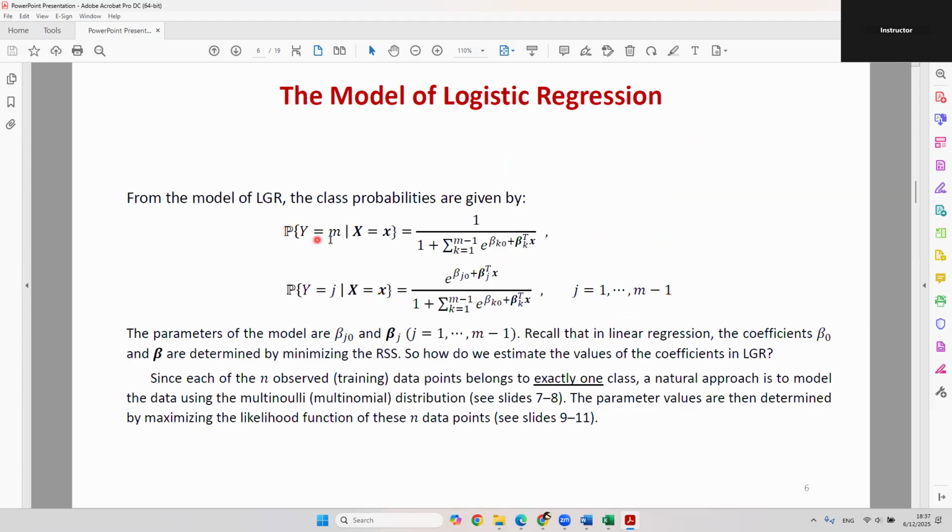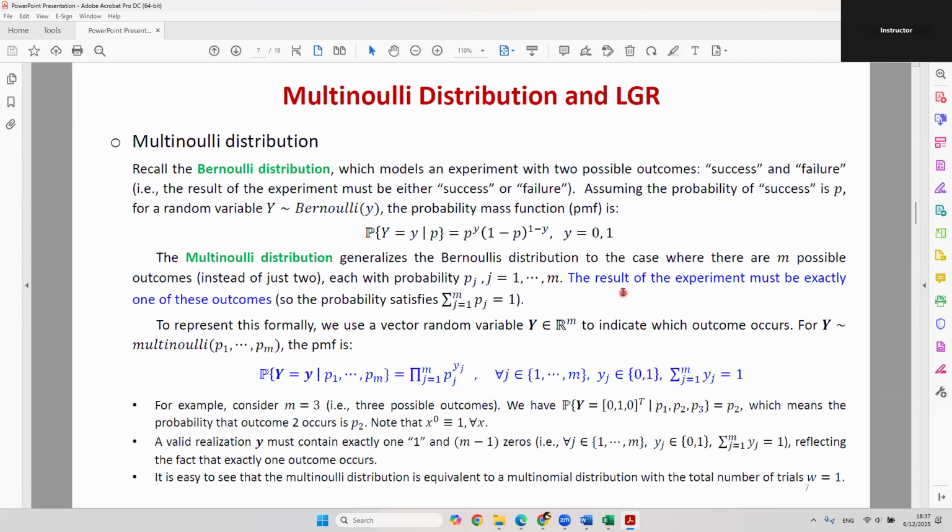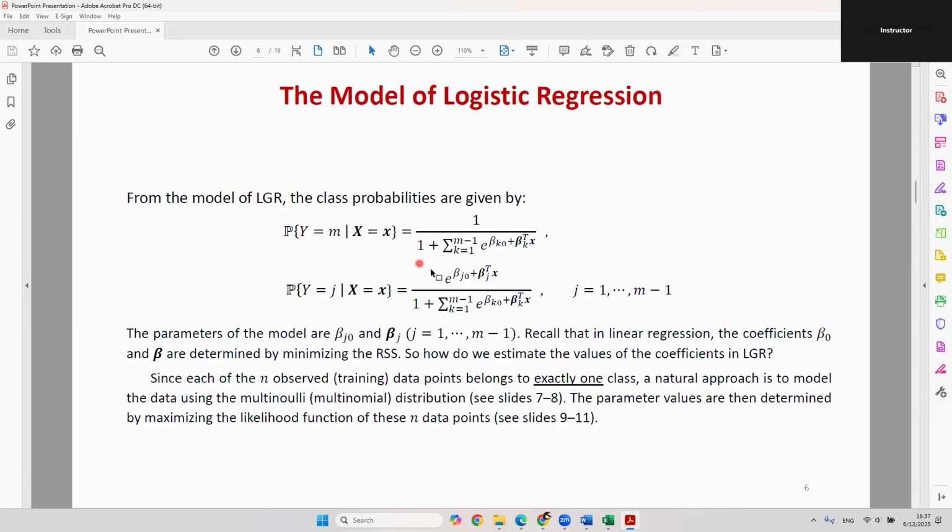Okay, so now I have class probabilities as follows. And an important thing is that each of these observed training data points must belong to exactly one class. So now I have parameters like what we did in linear regression. Our parameters are this beta j0 and the vector beta j. How to estimate them? Remember, in least squares linear regression, we use what?